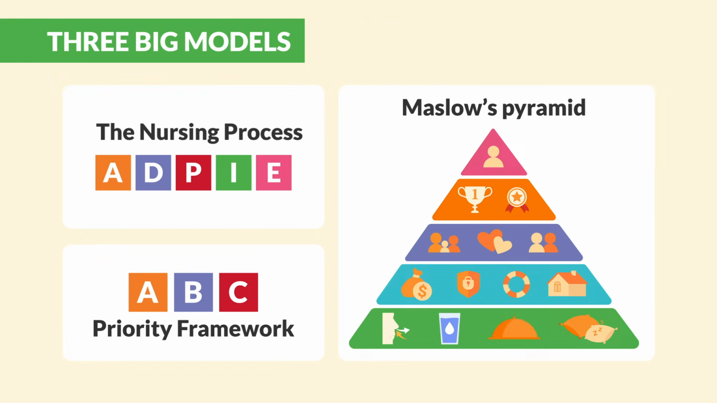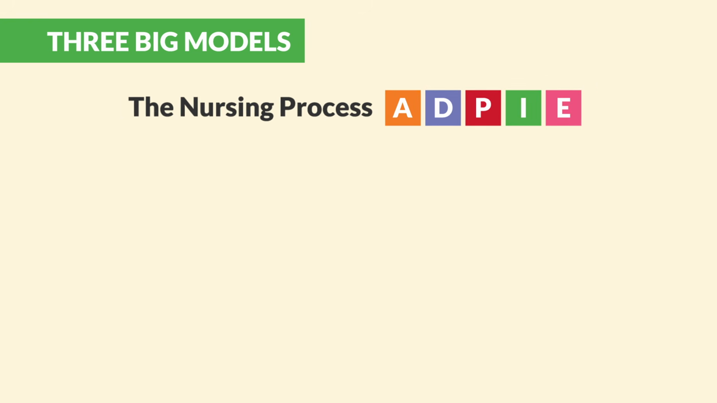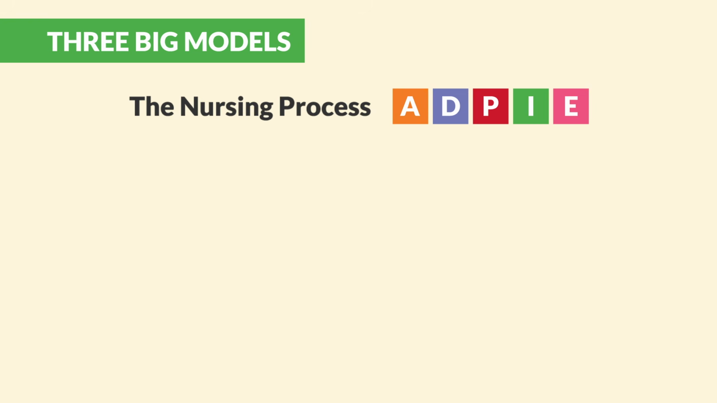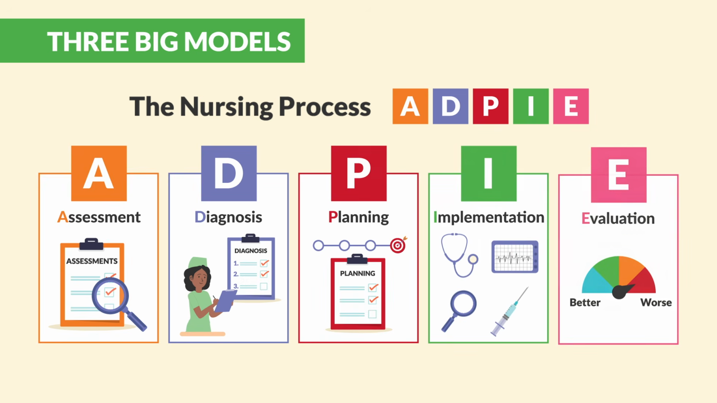So, the three big models to guide your thinking. We're going to cover the three key frameworks nurses use to decide who comes first. So, be sure to write these down. Number one is nursing process, ADPIE. This is your thinking map.